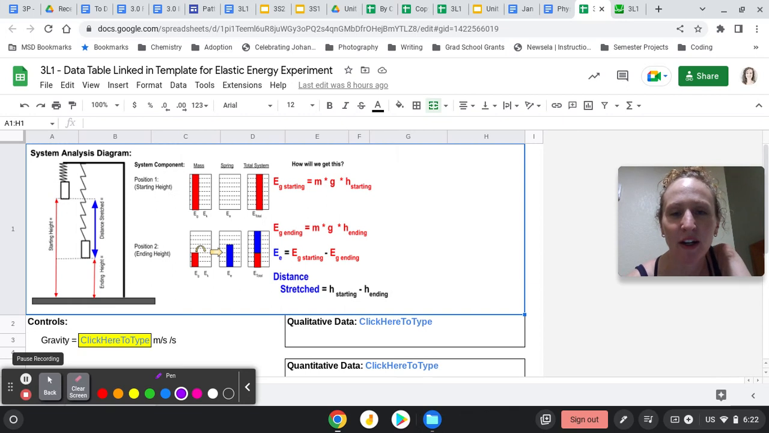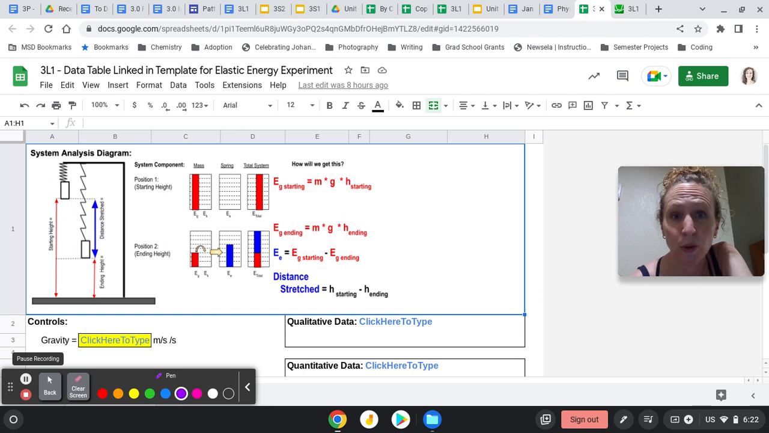Hi, all. We are going to walk through the spreadsheet that helps us find an elastic energy. So, we just walked through the lab and collected data to help us find the relationship between elastic energy and length that our elastic cord stretched.